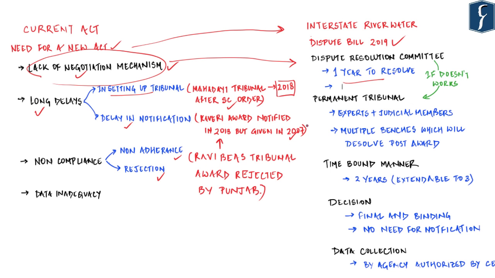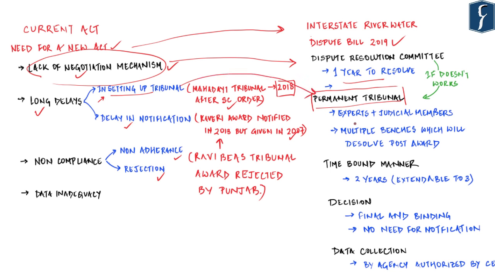A watershed change from the current scenario is the constitution of a permanent tribunal. It is important to understand that in the current Act, there is no permanent tribunal, and for each and every river water dispute a separate tribunal needs to be set up, and hence the constitution of a permanent tribunal will cut down the delays in setting up of tribunals. So this delay is addressed by the permanent tribunal.